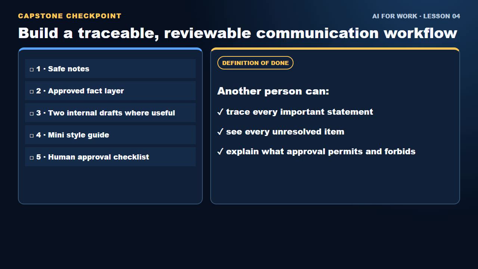For your capstone, take one safe set of notes from your recurring task. Remove or replace sensitive details. Create an approved fact layer. Then produce 2 audience-specific internal drafts where that is useful, plus a mini-style guide and a human approval checklist. You are done when another person can trace every important statement to the approved layer, see every unresolved item, and tell exactly what the approval does and does not permit.